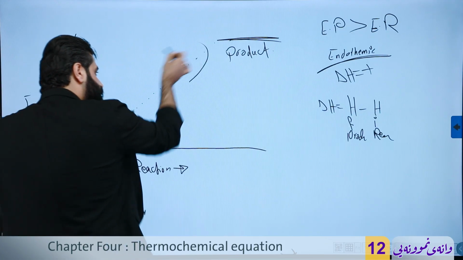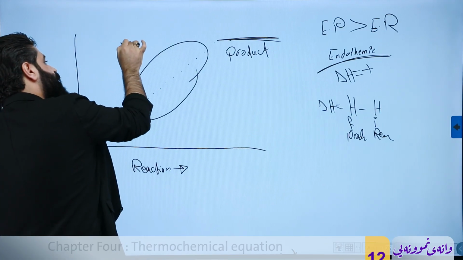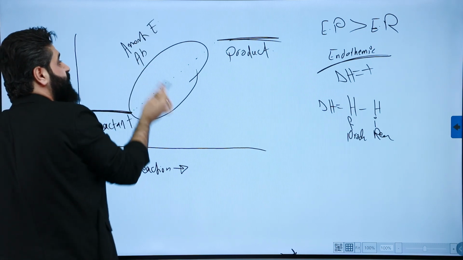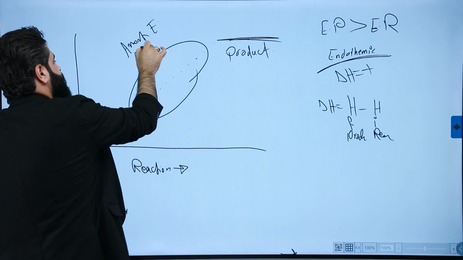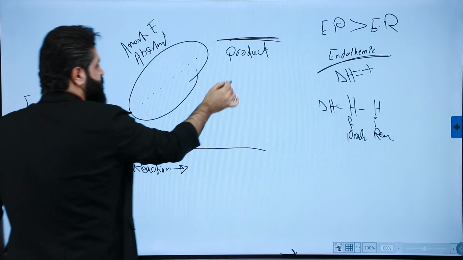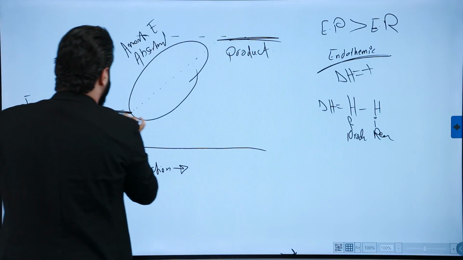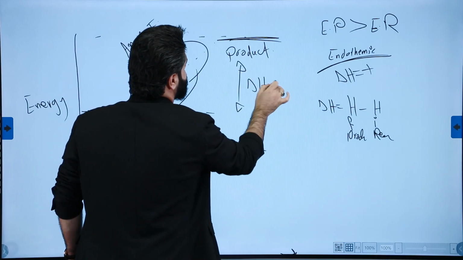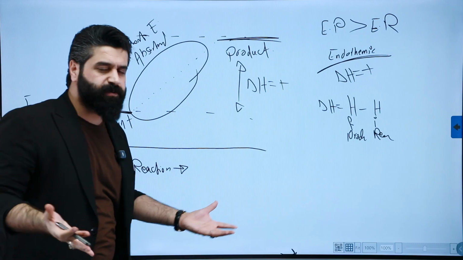How about this? This is called the amount of energy that has been absorbed by the reactant. Absorbed. So the difference between energy levels of product and reactant is called delta H. It must be positive. It must be what?